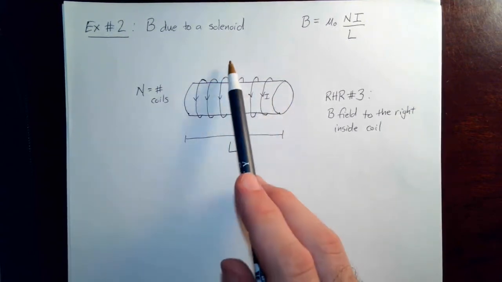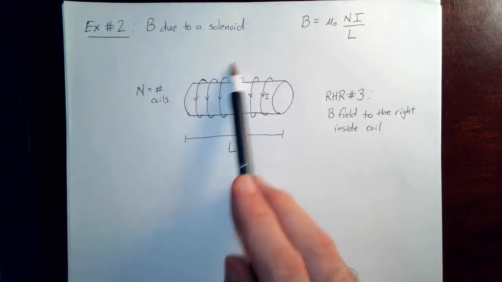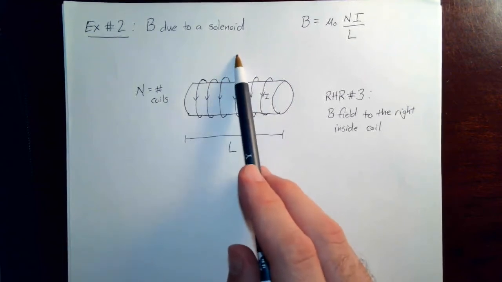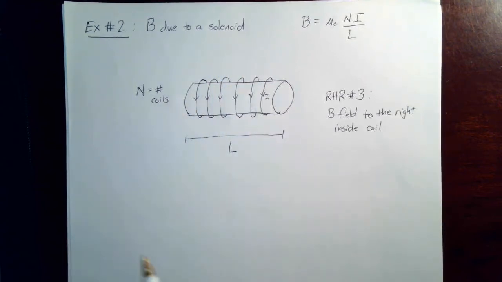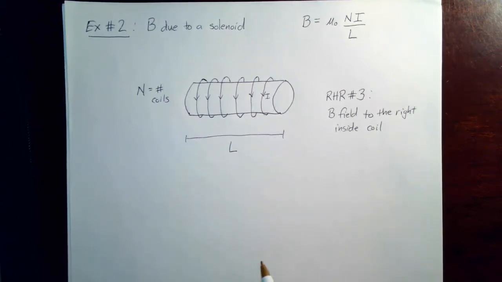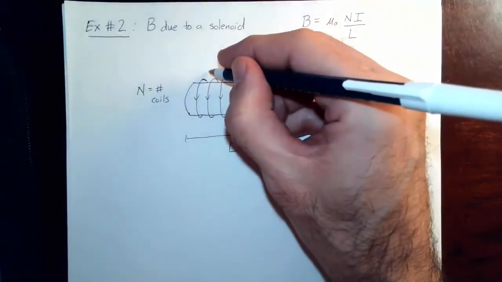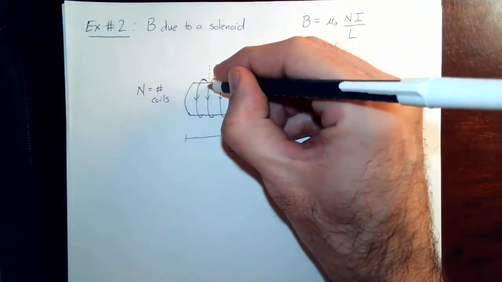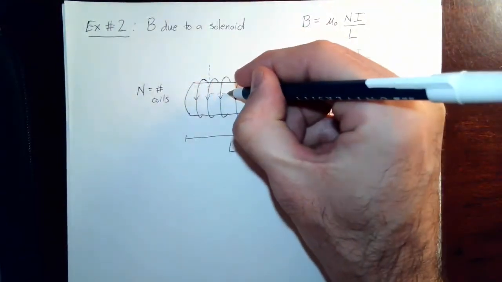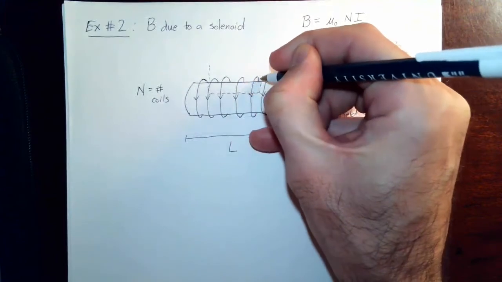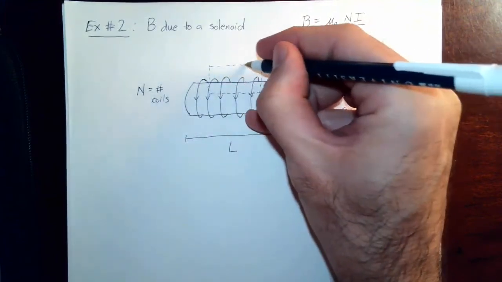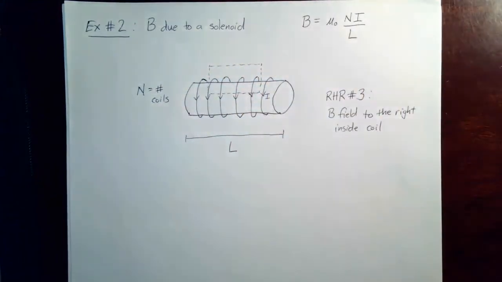We also saw that the magnetic field above and below the coil, outside the coil, is very small. Okay, so we're going to take advantage of that knowledge as well. So now I'm going to draw my Amperian loop. And whereas last time it was convenient to draw it as a circle, this time it'll be convenient to draw our Amperian loop as a rectangle.